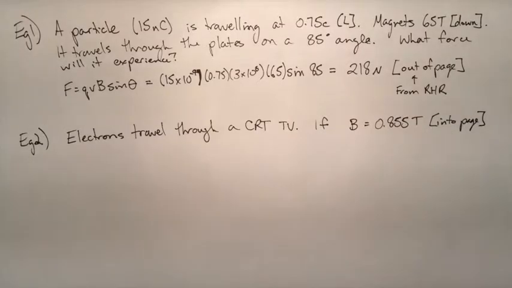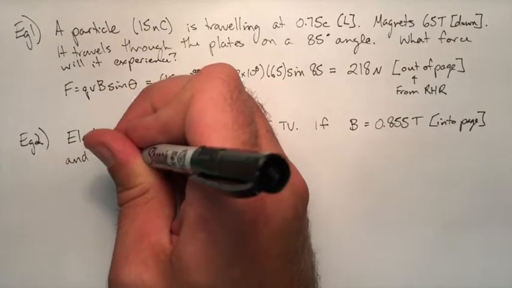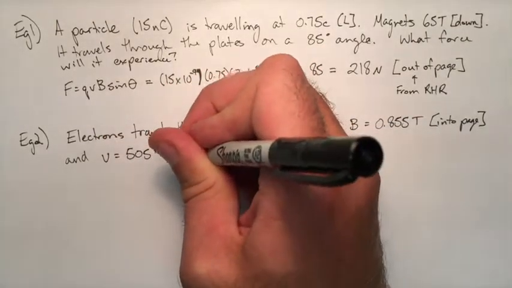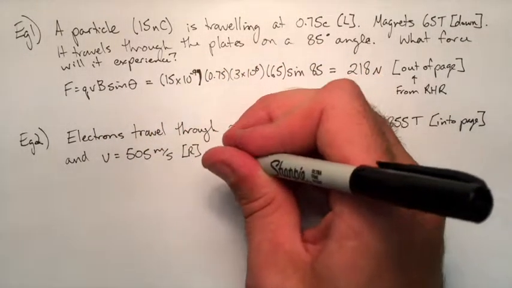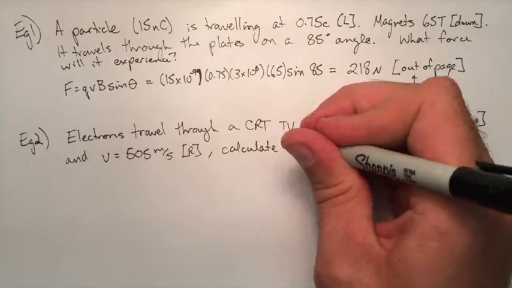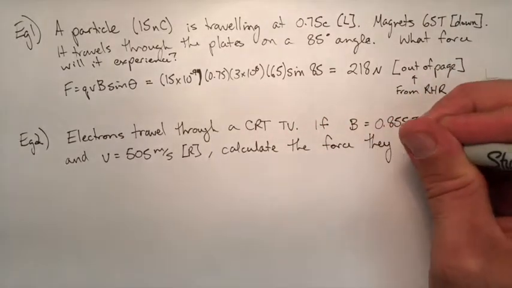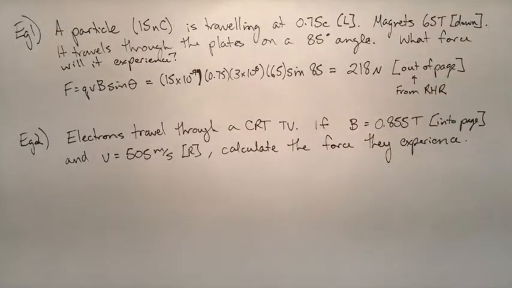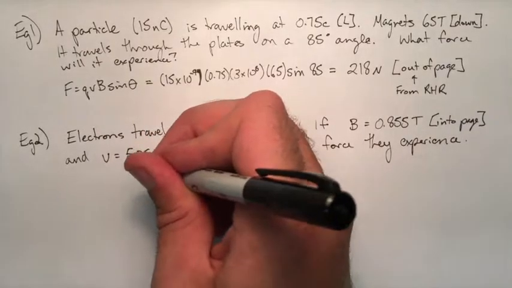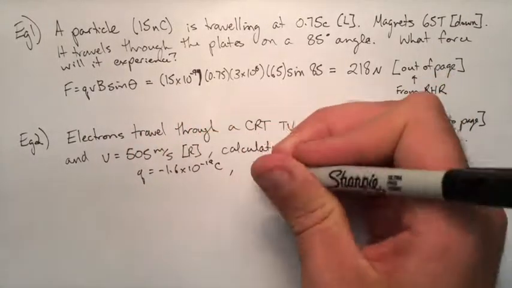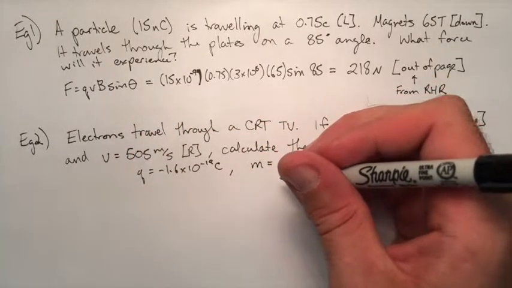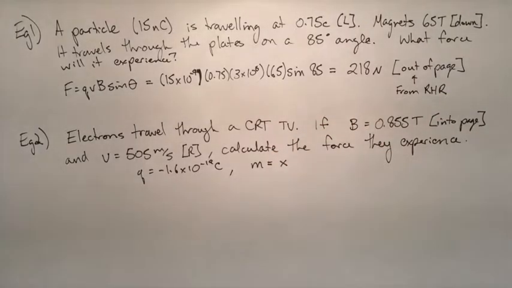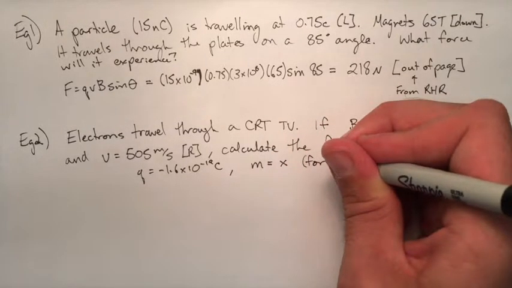Example 2, let's say we have an old TV where we're accelerating electrons to hit the screen. If the magnetic field strength is 0.855 Tesla, and it's into the page, and the velocity is 505 meters per second to the right, let's find the force that those particles experience. So the charge on an electron, from last note from Millikan, is negative 1.6 times 10 to the negative 19. The mass we'll need for the second part.